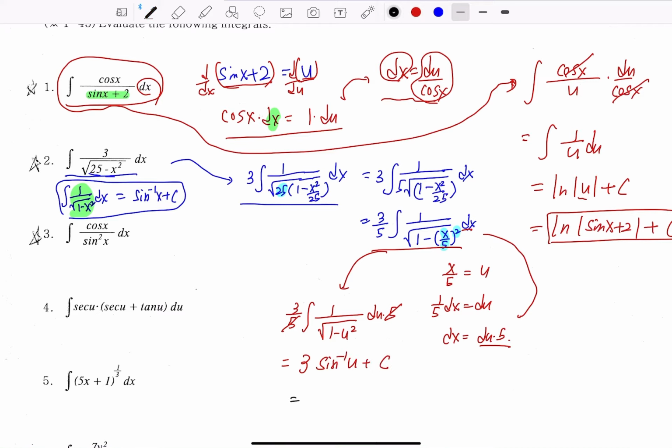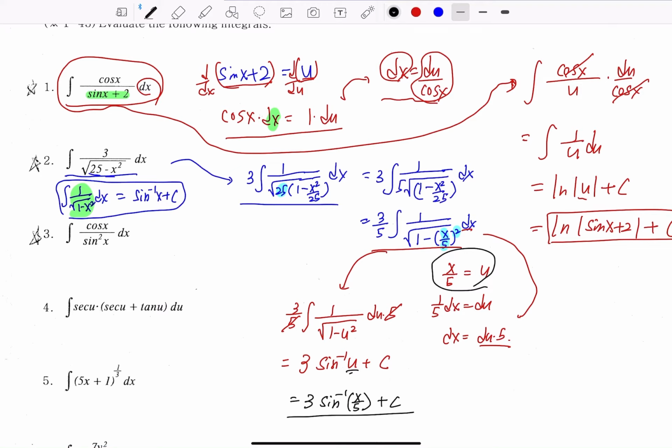Finally, you change u to the original expression. u means x over 5. So 3 sine inverse x over 5 plus c. That's the answer.